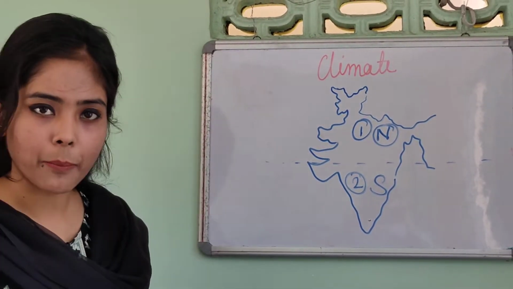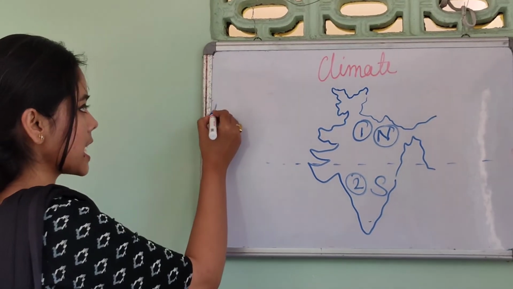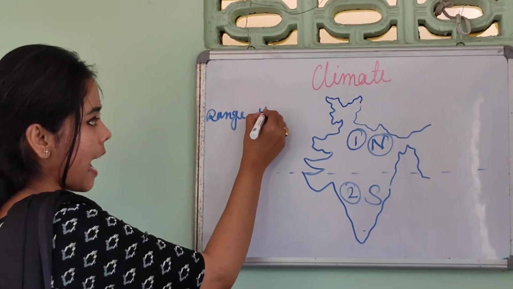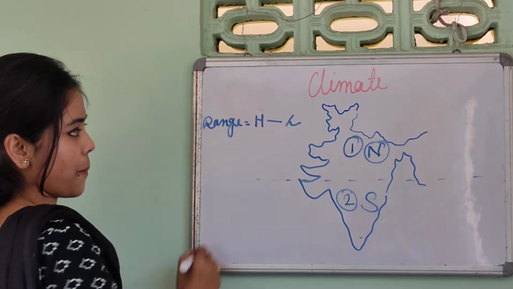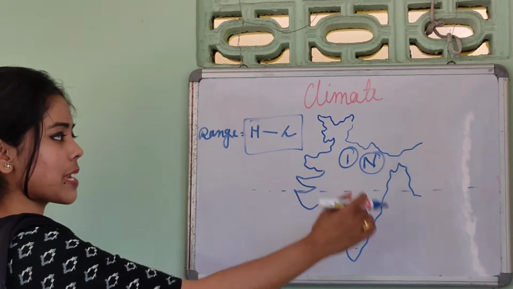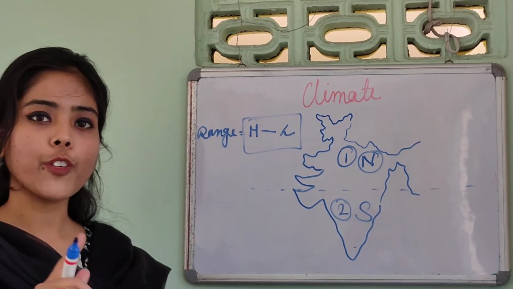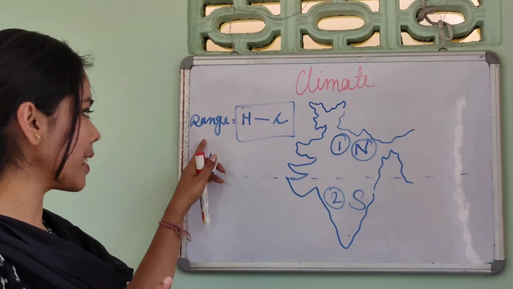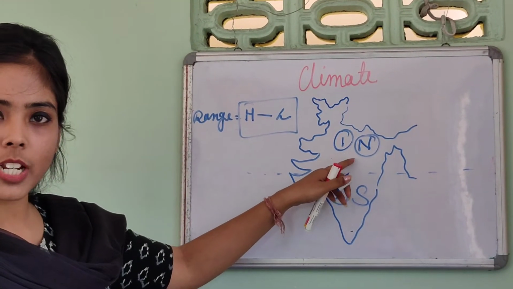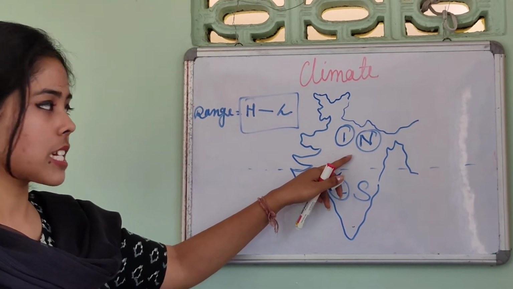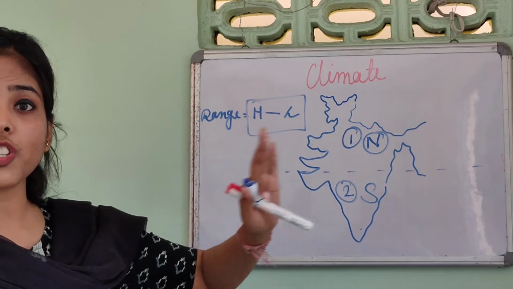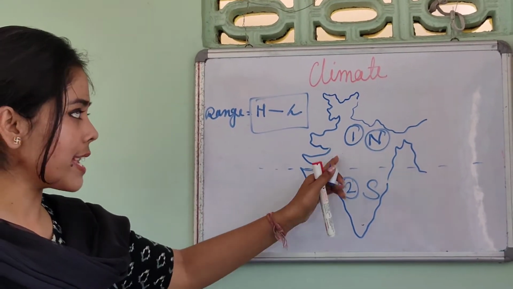What is the range of temperature now? Range means basically the difference between the highest and lowest temperature. The highest temperature of this place and the lowest temperature of this place, if you subtract these two, then you will get the range of temperature. So what did I say? It is basically temperate and subtropical type of climate with scanty or no rainfall, and the annual range of temperature is very high. Why so?